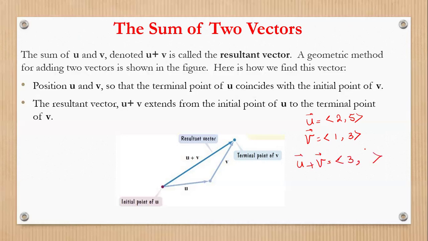5 plus 3. But to show it geometrically, for adding the two vectors, we need to position the two vectors such that the terminal point of vector u is the initial point of vector v, as you see in this picture. Then when we position the vectors in this form, the vector starting from the initial point of u to the terminal point of vector v is called the addition of these two vectors, or the resultant vector.